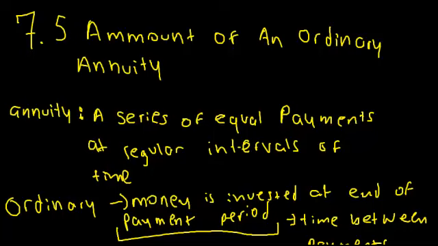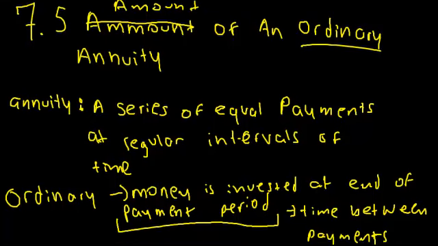7.5. This is the beginning of annuities. So we're going to start with the amount of an ordinary annuity. And I spelled the amount wrong. Amount of an ordinary annuity. Keep in mind this is ordinary, and I'll tell you what that means.